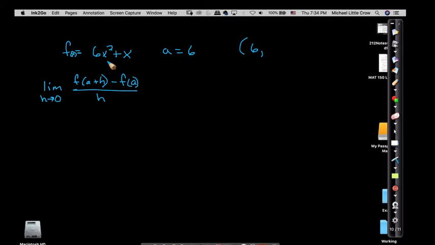6 squared is 36. 36 times 6 is a big number. 216 plus another 6, right? That must be 222. Did I get that right? So you plug the 6 into this formula, and I would do it with the calculator, which I'll do right now.